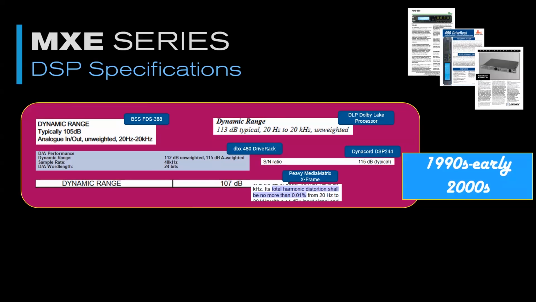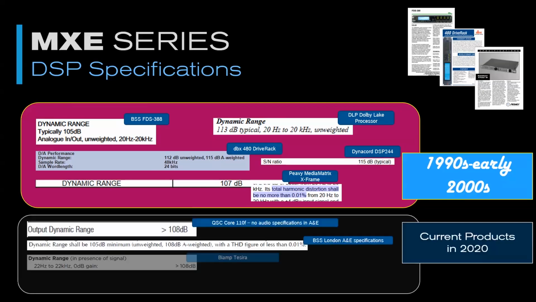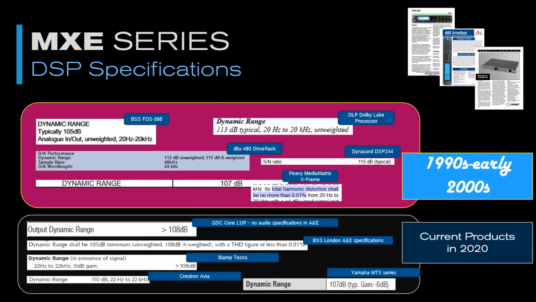So where are we today in terms of our DSP and dynamic range specs? Well, current products are not much further along, unfortunately. They are really in a 108 dB sort of range, most of them, up to about 110 dB. They suffer from some latency issues and things like that. But really, these products haven't progressed very far. And it's very interesting to try to understand why that is.